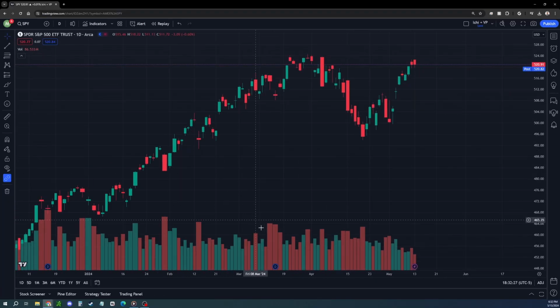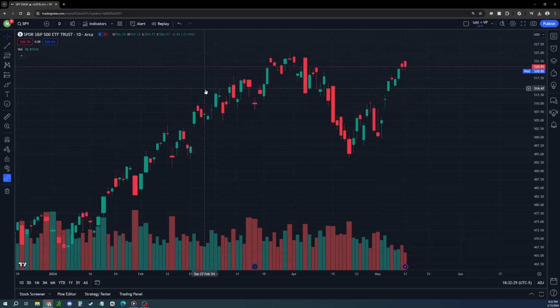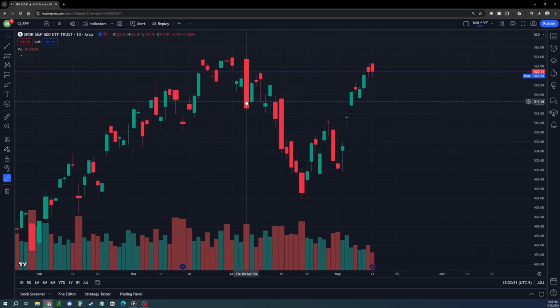Activating volume candles will essentially make any candles with a lot of volume wider than candles with lower volume. The same goes for the histogram at the bottom of the chart. This makes it easier to see which candles are the most significant and have the most volume.